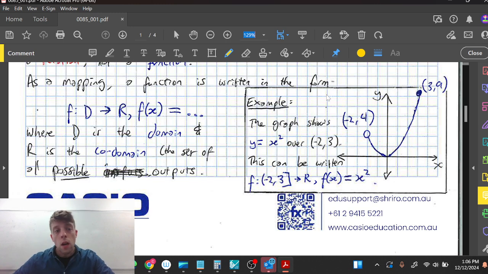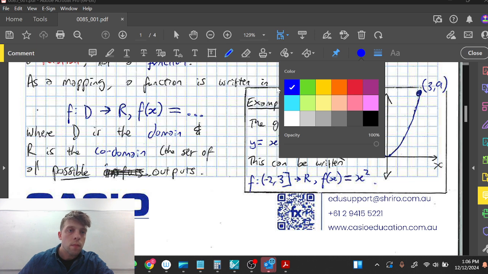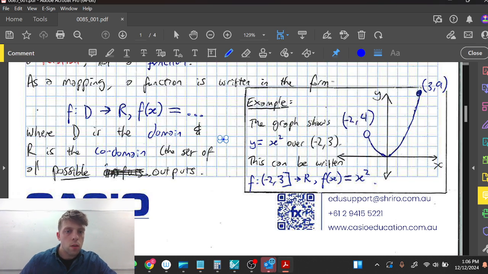Mapping notation. This is the way that we write functions. We say f, which is basically the name of the function. So f is defined by the domain going to the codomain, f of x is equal to, and we're going to write in the rule of the equation there.